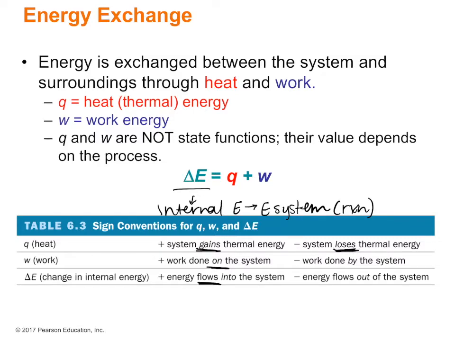Now, if the system loses thermal energy or work is done by the system, so if the system has to do work, or energy flows out of the system, that's going to be a negative. That means that the internal energy, or the energy of the products, is lower than the energy of the reactants. But here, the energy of the products is higher than the energy of the reactants.